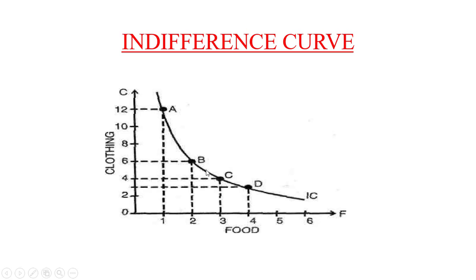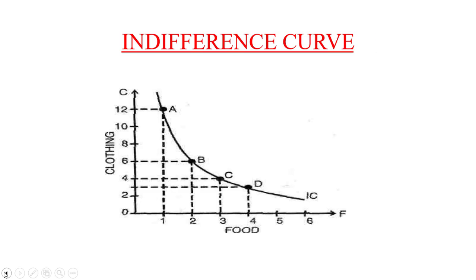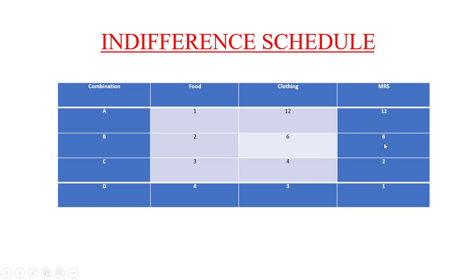Now when you see this combination of these goods, when food was less, cloth was more, right? When the food is increasing, again cloth is going down. Again, in the fourth one, food is going up, and as the food is increasing, the clothing is decreasing. That's why it is convex to the origin, and this is also known as diminishing marginal rate of substitution.